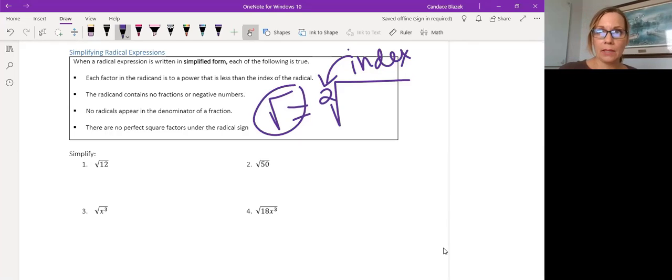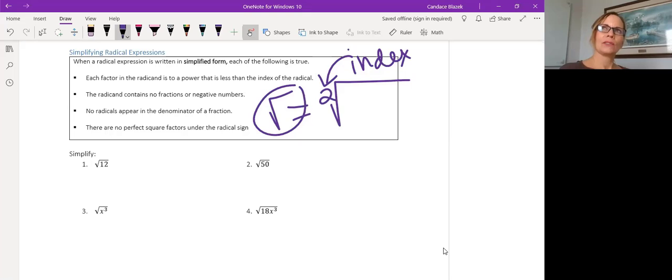All right, the second thing that has to be satisfied is that the radicand, the number underneath the radical sign, contains no fractions or negative numbers. So we have to make sure that we take care of any fractions and any negative numbers. The third thing we have to satisfy: no radical appears in the denominator of a fraction.